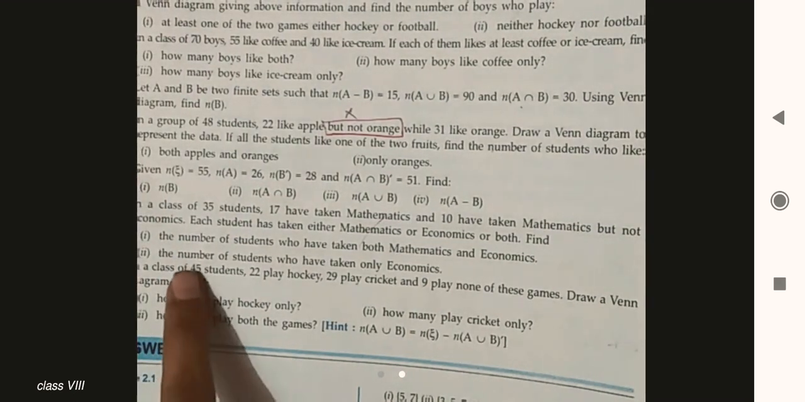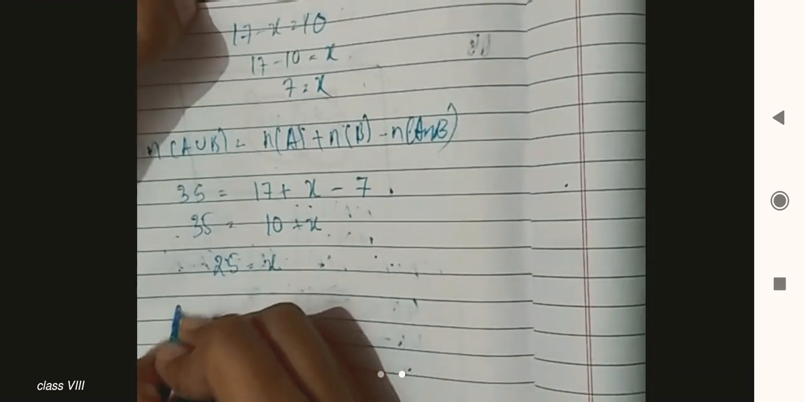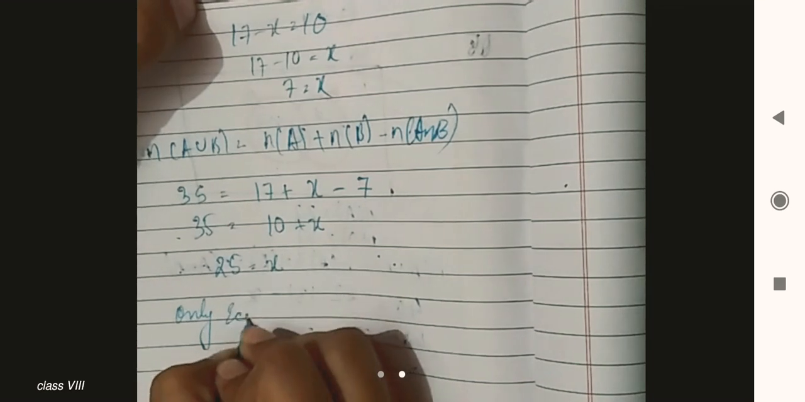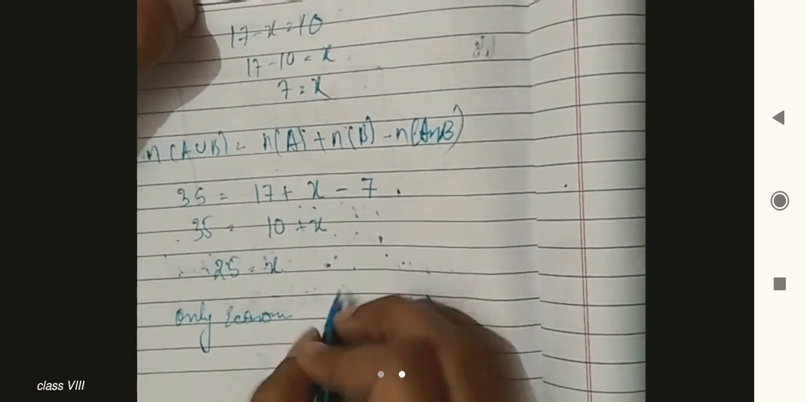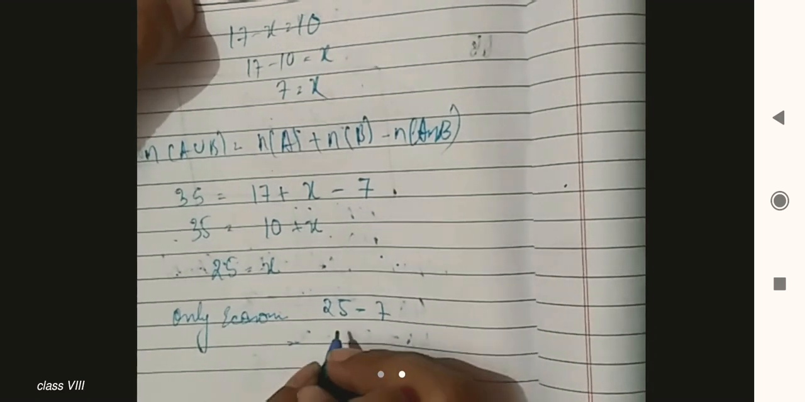And they ask for the number of students who have taken only economics. Only economics will be what? 25 minus 7, because this 7 is the intersection, and only economics means this one part, not mathematics. Okay, there is the importance of only. Only economics means 25 minus 7. This will give you only economics.